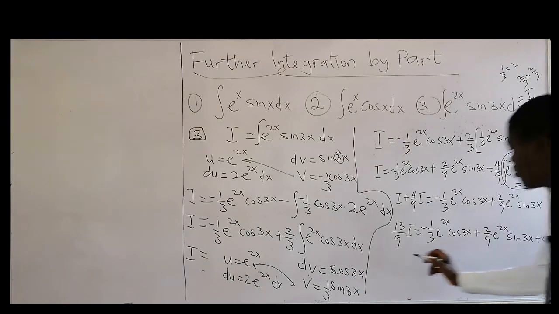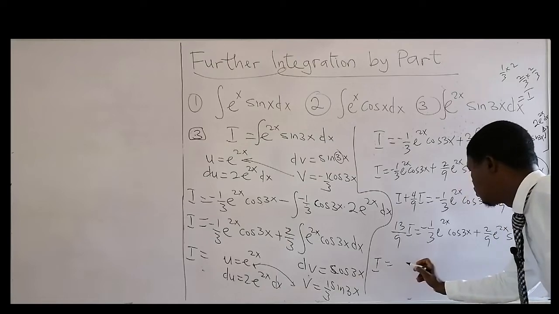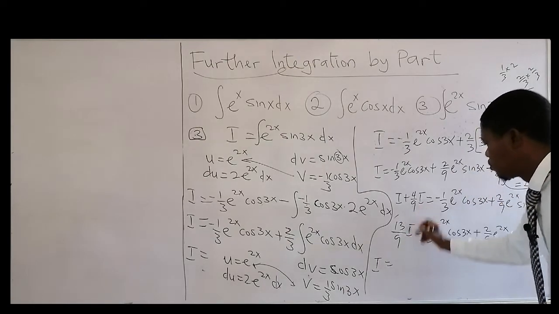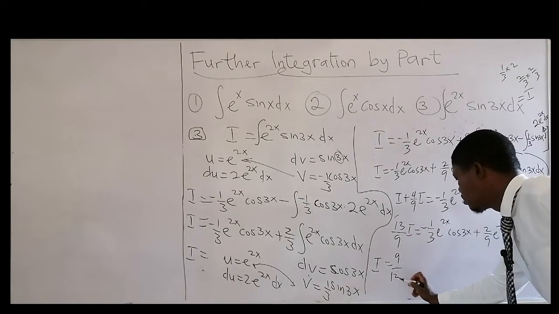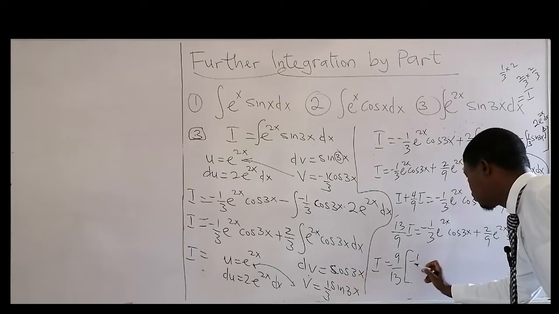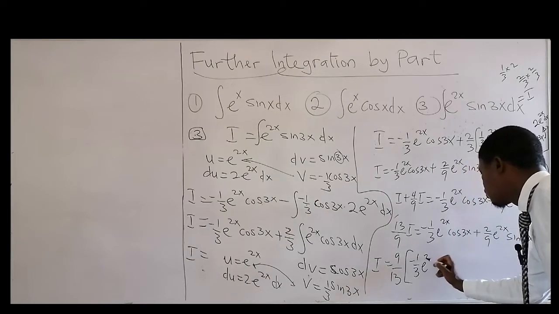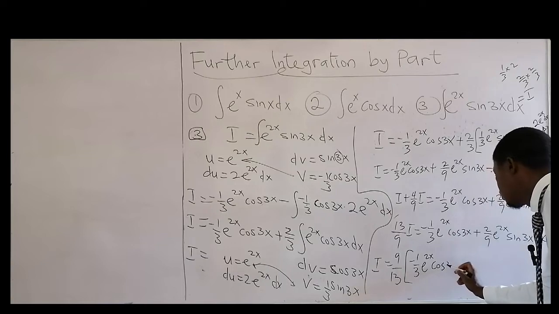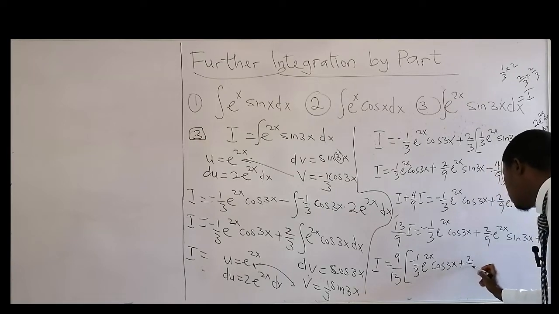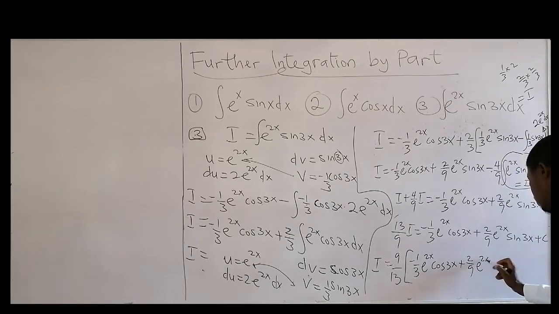So I will now become, use the inverse of this, which will be 9 over 13 into brackets minus 1 over 3 e2x cos 3x plus 2 over 9 e2x sine 3x, you can close that one and put your plus c outside. Plus c. So that's the answer.